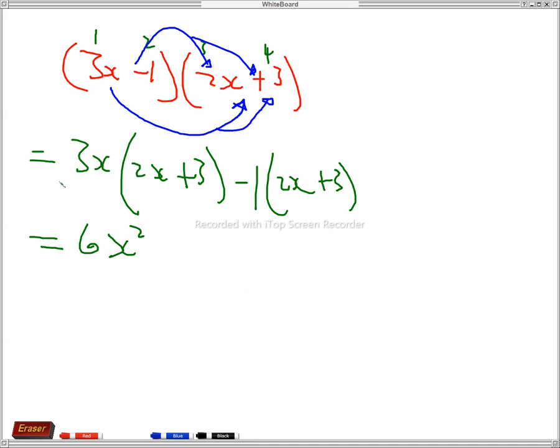This is 6x squared. So when we move forward, we are just going to say 3x multiplied by 3. In this case, all of our terms here are positive, so the sign is not affected. When you say positive multiplied by positive, you're going to get a positive answer. But when you say negative multiplied by positive, you're going to get a negative answer. And when you say negative multiplied by negative, you will get the positive answer.